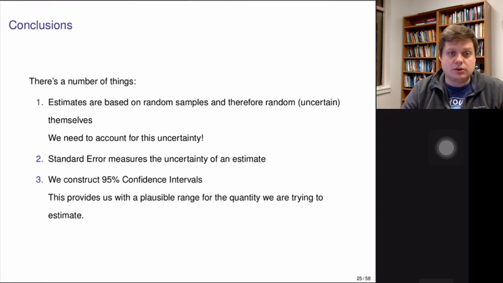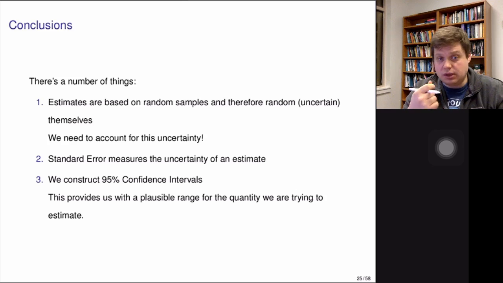All right, so let's do the conclusions. There's a number of things we can say here. First thing is that estimates are based on random samples and therefore random and uncertain themselves. And when we talk estimates, we're talking about estimates of the mean in this case. And we need to account for this uncertainty in the estimated mean.